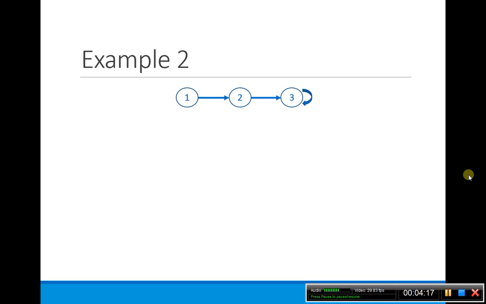Okay, so here's another example. If we look at this, we have state 1 can go to state 2, state 2 can go to state 3, and state 3 returns to itself. So what do we know about this system? We know that it has 3 different communication classes. None of them communicate with each other, so they're all in their own individual communication class. I can go from 1 to 2, but I can't go from 2 to 1.